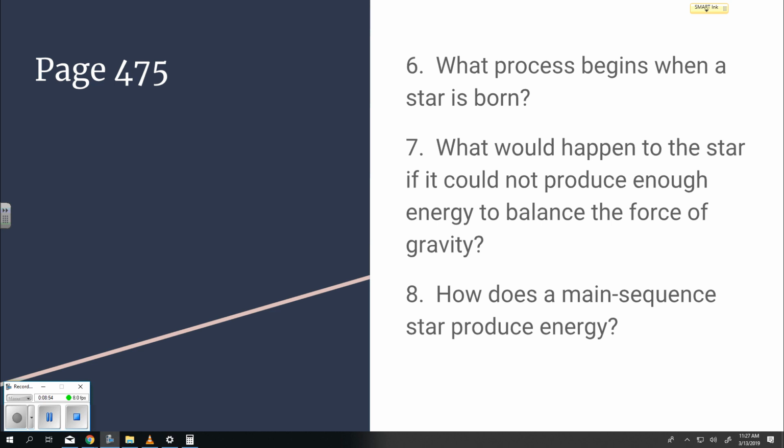Question 6. What process begins when a star is born? Answer. Nuclear fusion.